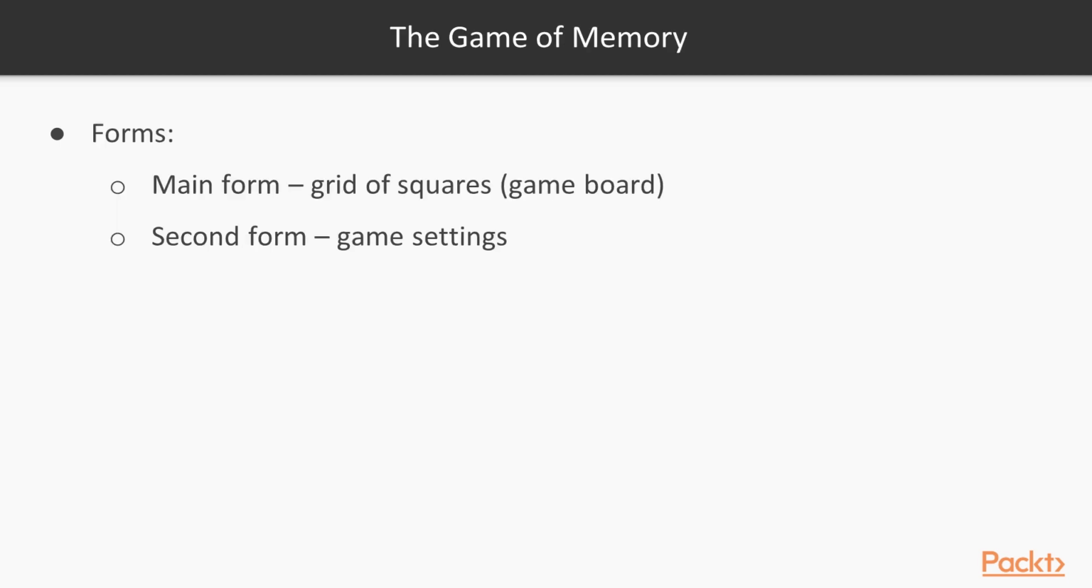It is time to start building our first fully functional mobile app, the Game of Memory. In this section, we will only create the main architecture. Our app is going to be very simple. There will be 2 forms. One main form will contain a grid of squares, which will serve as the game board, and the second form will contain the game settings. The simple architecture will help us understand the structure of a typical Delphi Forms application.